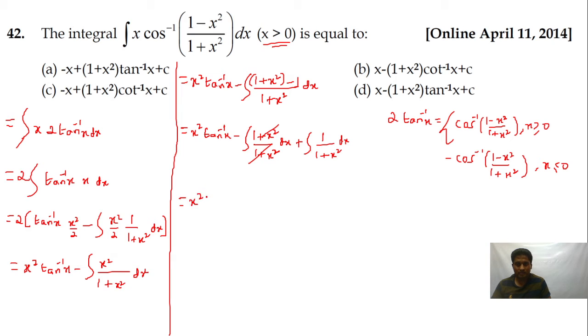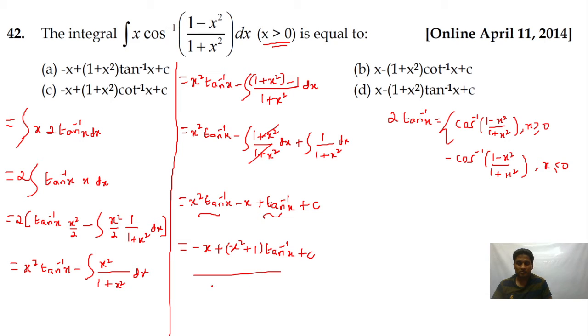So you get x square into tan inverse of x. Integration of dx is x. Integration of 1 by 1 plus x square is tan inverse of x, and then plus c. Okay, so anything left out, x? No. So I'll write this as minus x. If I bring it to the option form, minus x, here I take tan inverse of x common, x square plus 1, and then you get tan inverse of x and plus c. Okay, question number 42 answers option A.